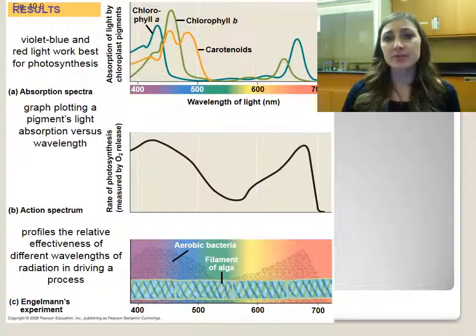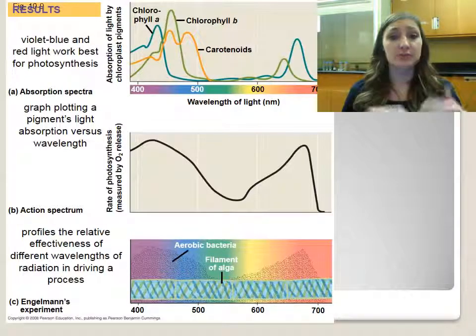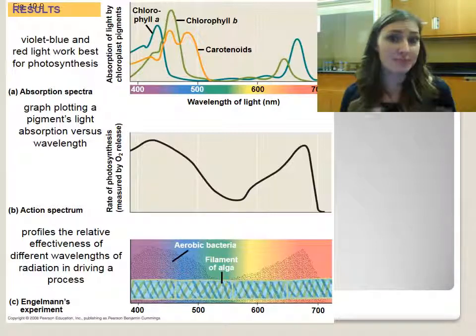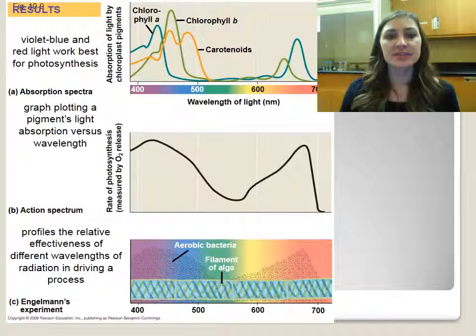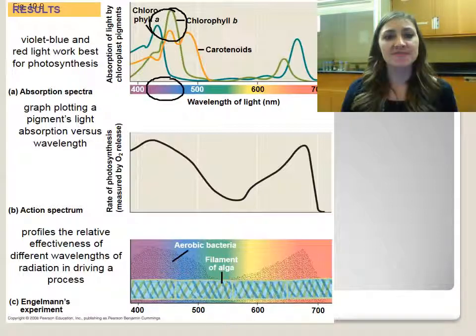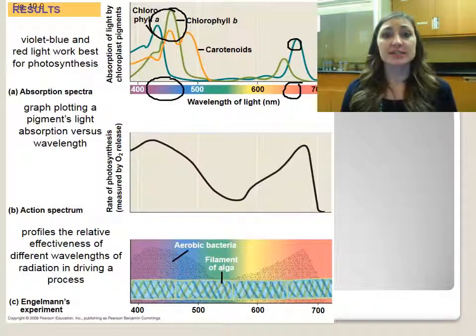So if we were to take our spectrophotometer data and put it into a beautiful, colorful graphical form, this is what we'd get, which is Engelmann's experiment. So we see that the highest points of absorption for wavelength happen in the violet-blue range, as well as in the red range. We get our highest absorption. So those tend to be the wavelengths of light that are most important for photosynthesis.